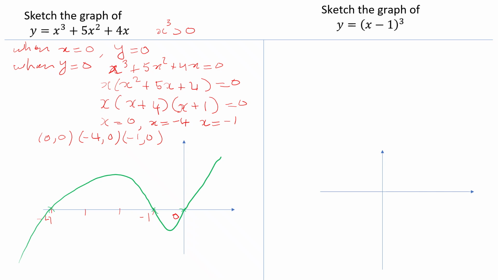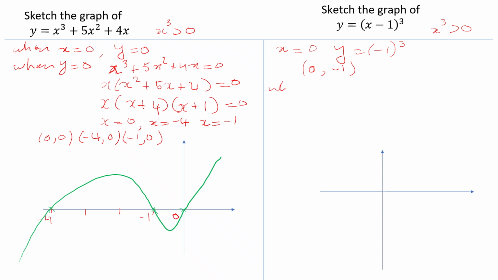Now next one, y equals x minus 1 cubed. So x cubed is positive, greater than 0. So when x equals 0, y equals minus 1 cubed. So the coordinate 0, minus 1. Minus 1 cubed is minus 1. Minus 1 times minus 1, positive 1. And positive 1 times negative 1, negative 1.